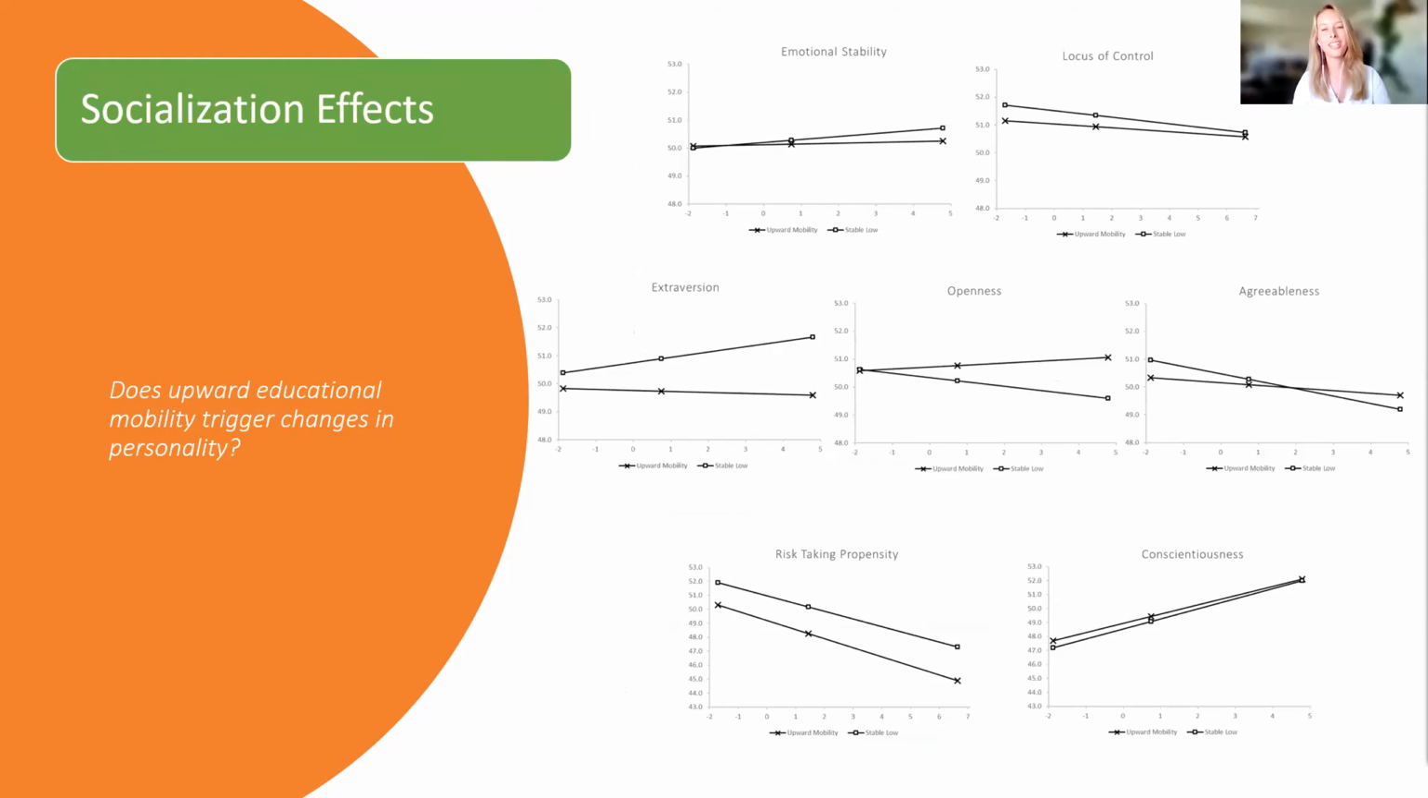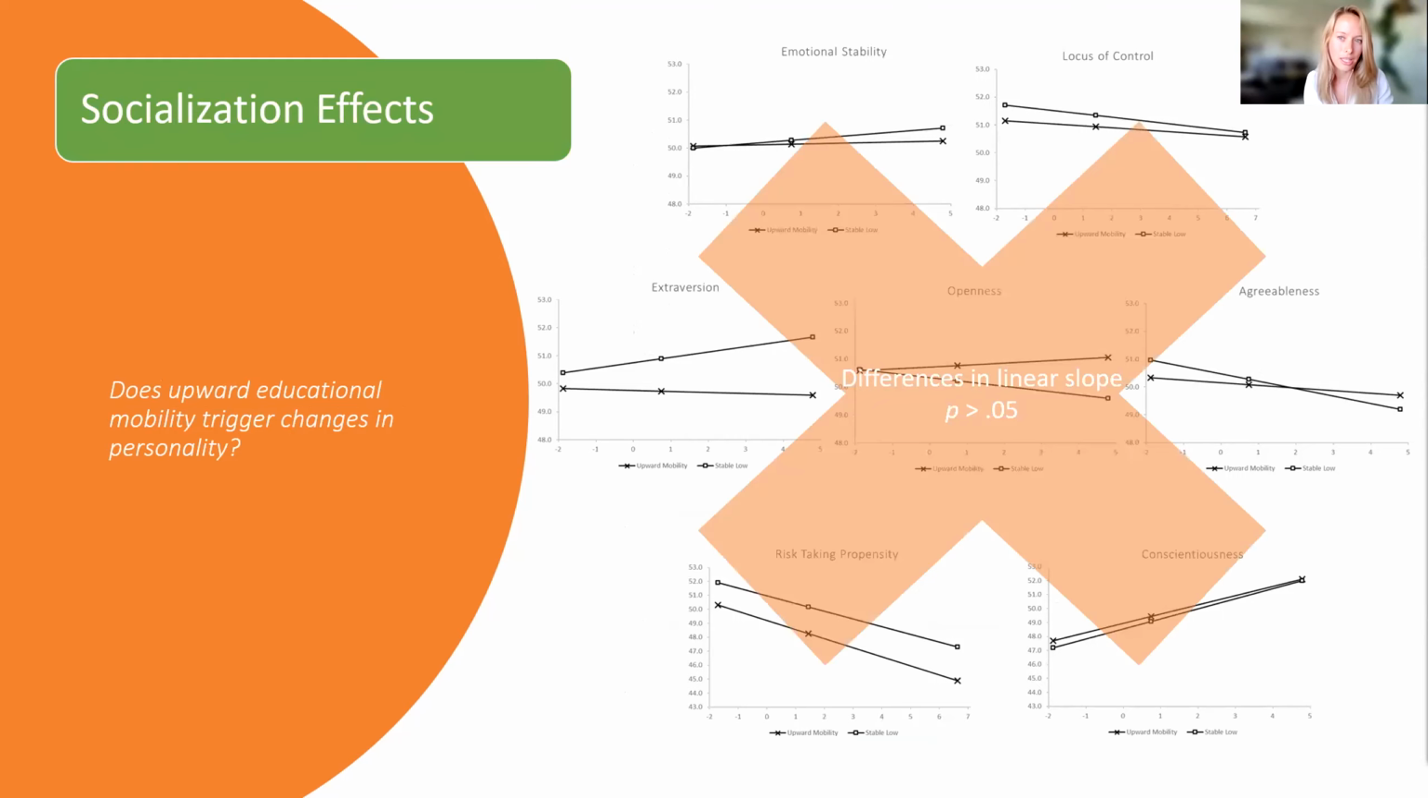So the answer to the second question, does upward educational mobility trigger changes in personality? You might see some differences here in extraversion and openness, but the short answer is no, because we didn't find large differences. So all these differences are very small. And they show no significant linear slopes, so they are not significantly different from each other. But if you want to know more about these small differences, you can contact me, of course.